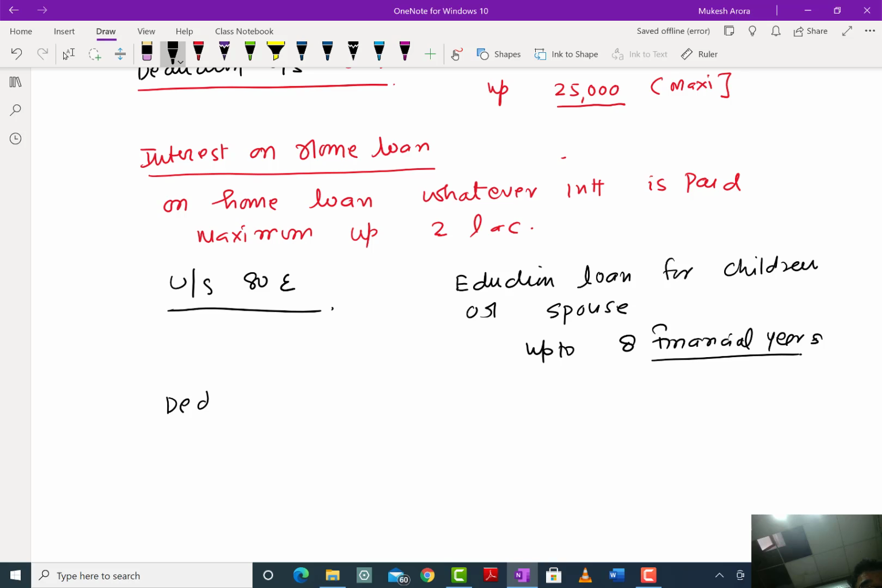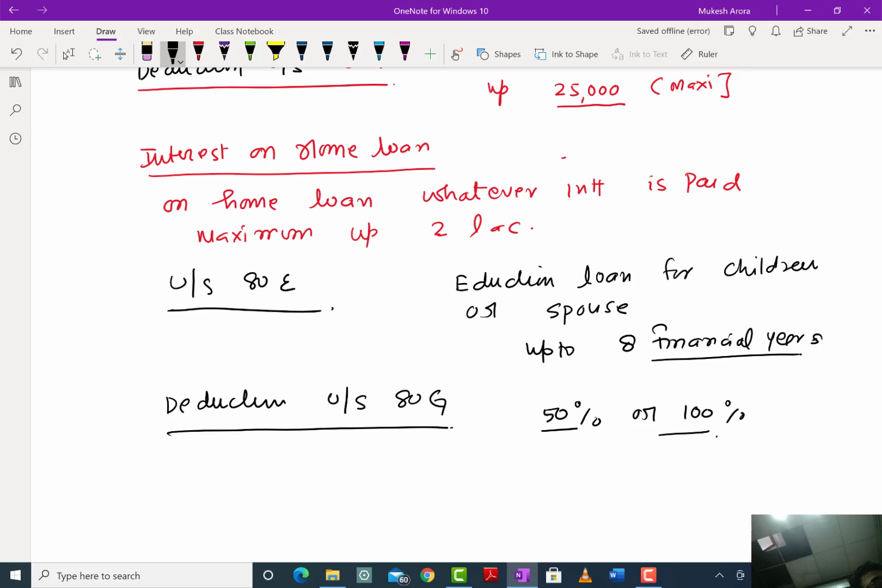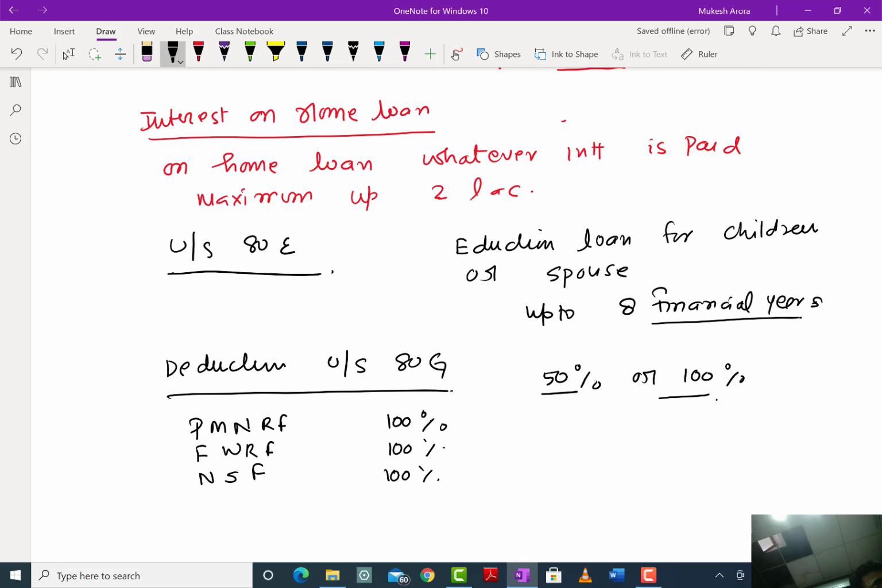Then deduction under section 80G. Deduction under 80G is where some sort of donations are made. Under this section, one may avail 50% or 100% of deduction. That depends upon the type of organization I am paying. Prime Minister National Relief Fund, I can claim 100%. Family Welfare Relief Fund, again 100%. National Security Fund, 100%. Prime Minister Earthquake Relief Fund, 100%.